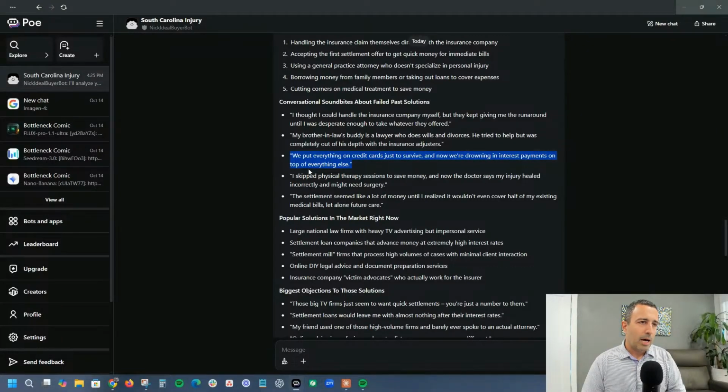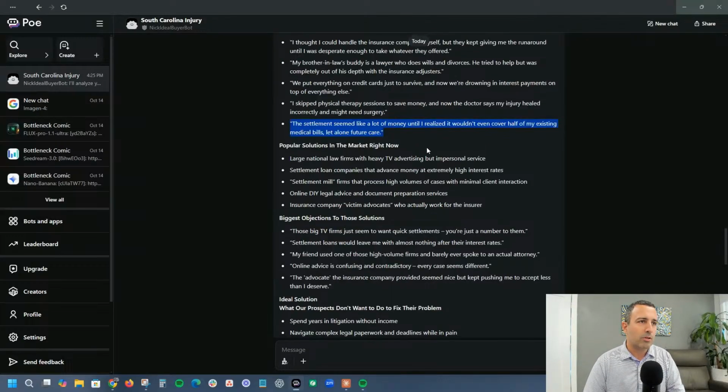I skipped physical therapy sessions to save money, and now the doctor says my injury healed incorrectly and might need surgery. The settlement seemed like a lot of money until I realized it wouldn't even cover half of my existing medical bills, let alone future care.